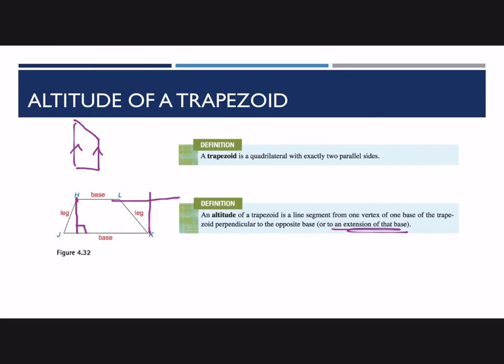So if I extend this and make this perpendicular, okay, then this length from K up to the extension of the base is the altitude. Okay, so we have 4 altitudes. Here's another one from L to the base, and then the 4th would go from J up to an extension of HL. Okay. This altitude is also called the height of the trapezoid, and all 4 of those would be the same length.